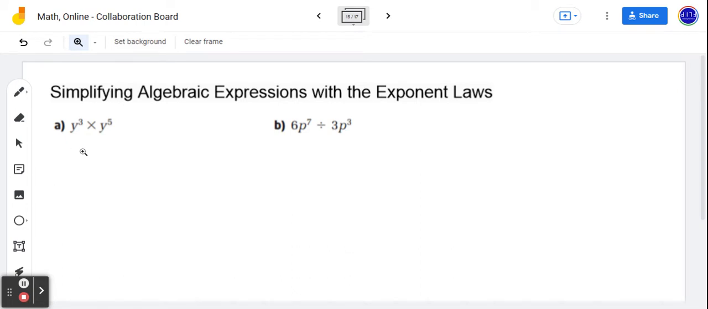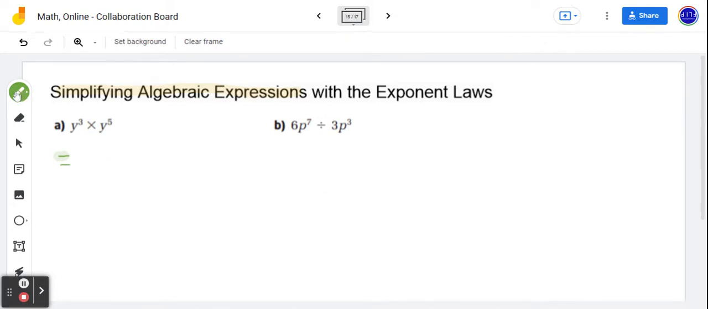We are going to look at how we can use the exponent laws introduced in the first couple of videos in this series to simplify expressions. When we hear the terms simplifying algebraic expressions, we are looking to use operations, and in this case the exponent laws. So the goal is to take this expression and write it as a power with a single base. So that's our goal.